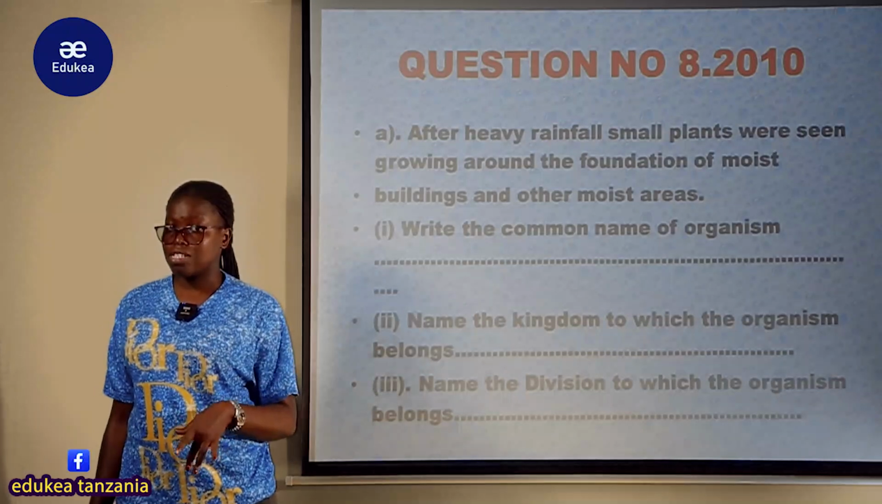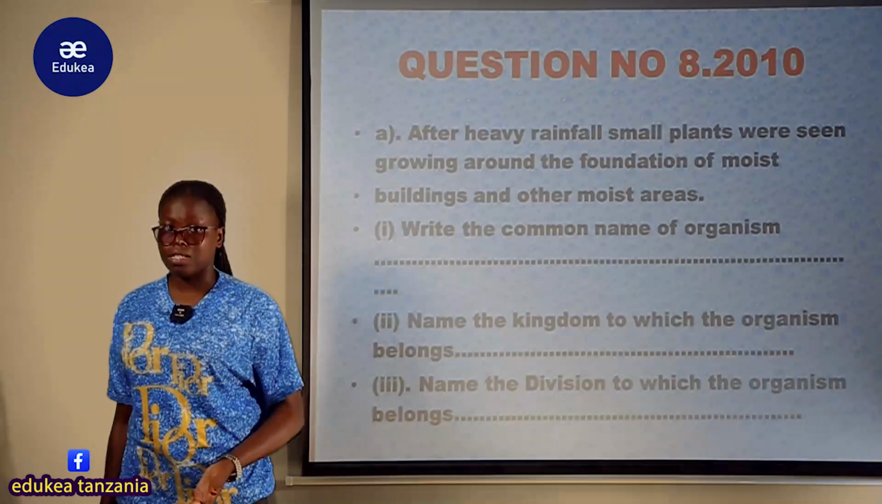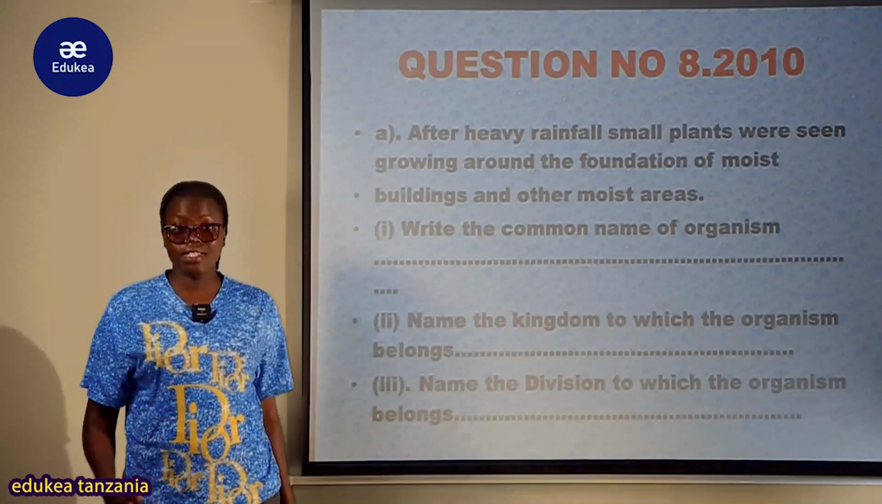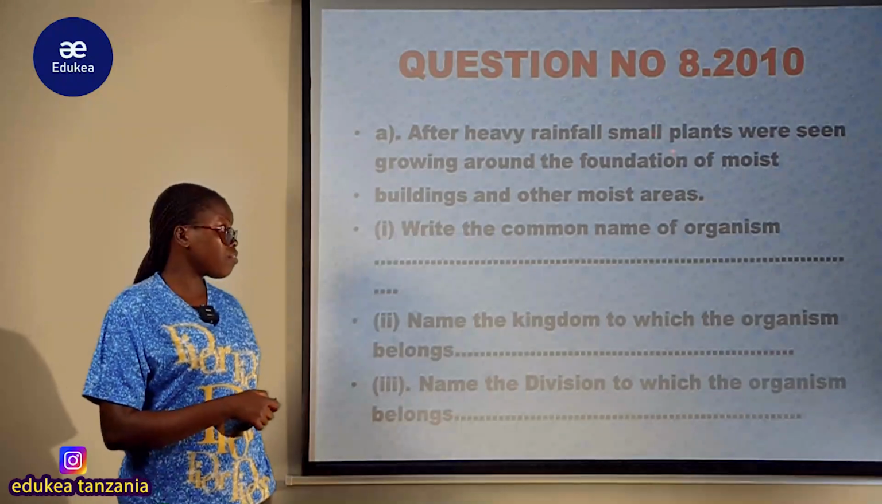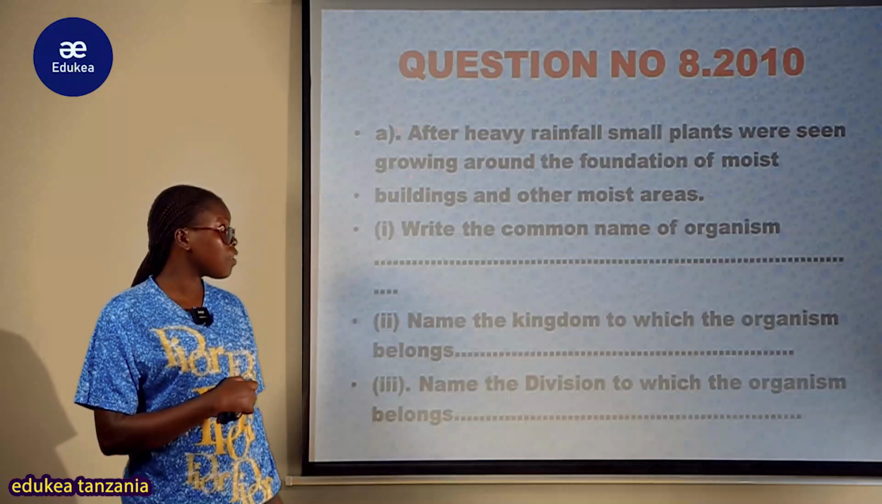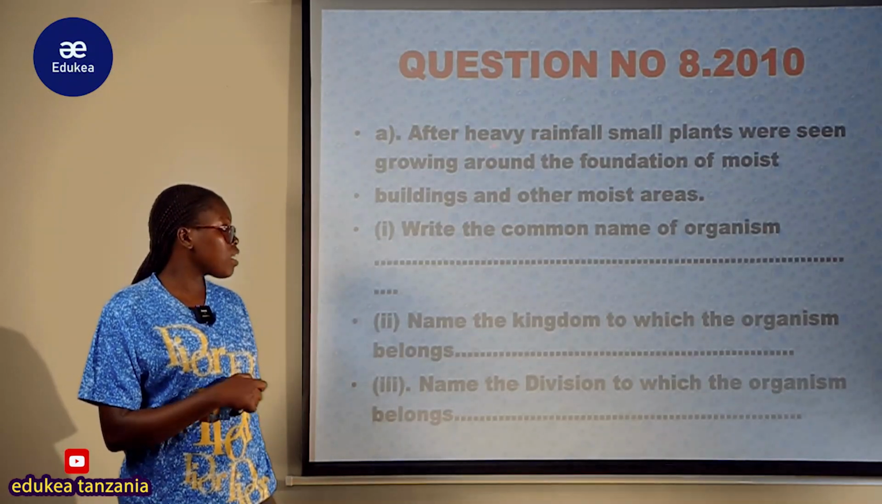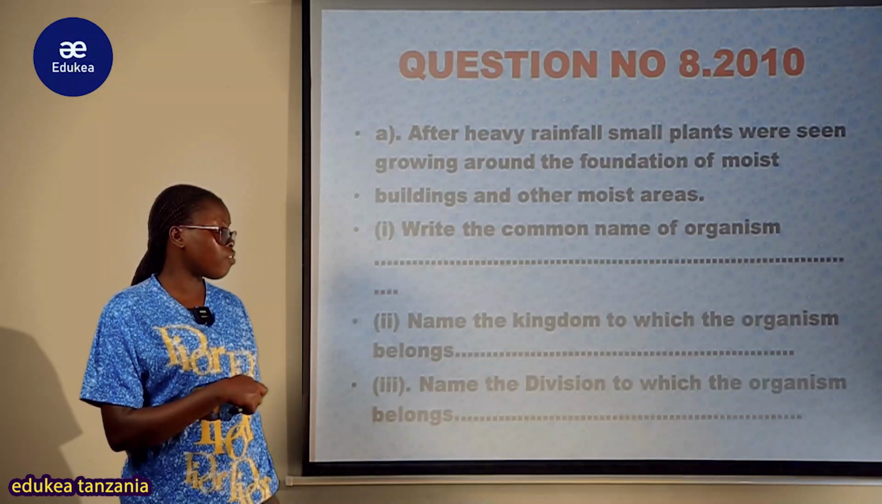So our question of interest has been derived from the kingdom Plantae. You have been given a scenario: after a heavy rainfall, small plants were seen growing around the foundation of a moist building and other moist areas. You are needed to write the common name of the organism.